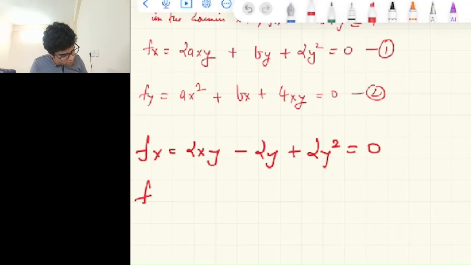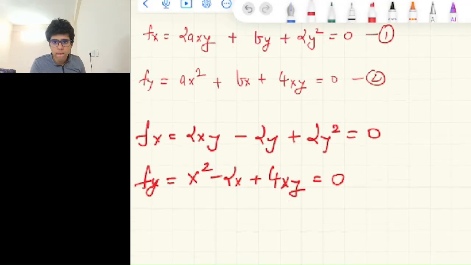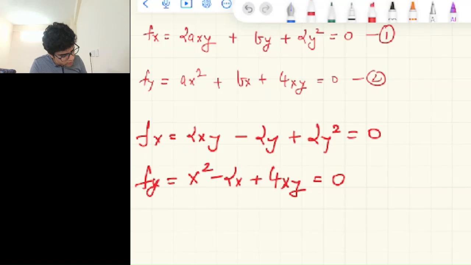This is 0. And f of y would be a x square, a is 1, so x square, and b was minus 2, so minus 2x plus 4xy equals 0, right? Now just taking common the values of x and y. So in the first equation, which might be the sixth or seventh equation, let us just write this as sixth and seventh.